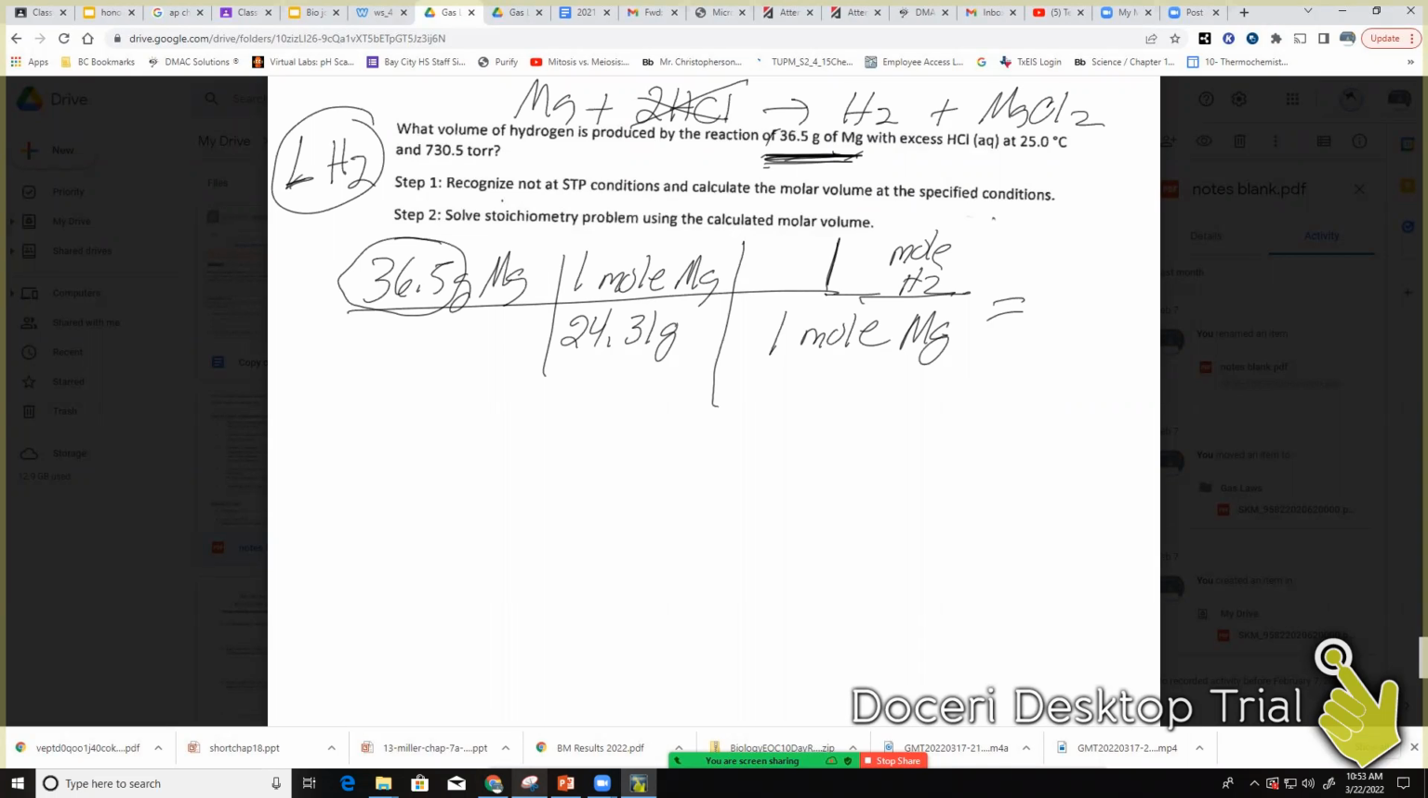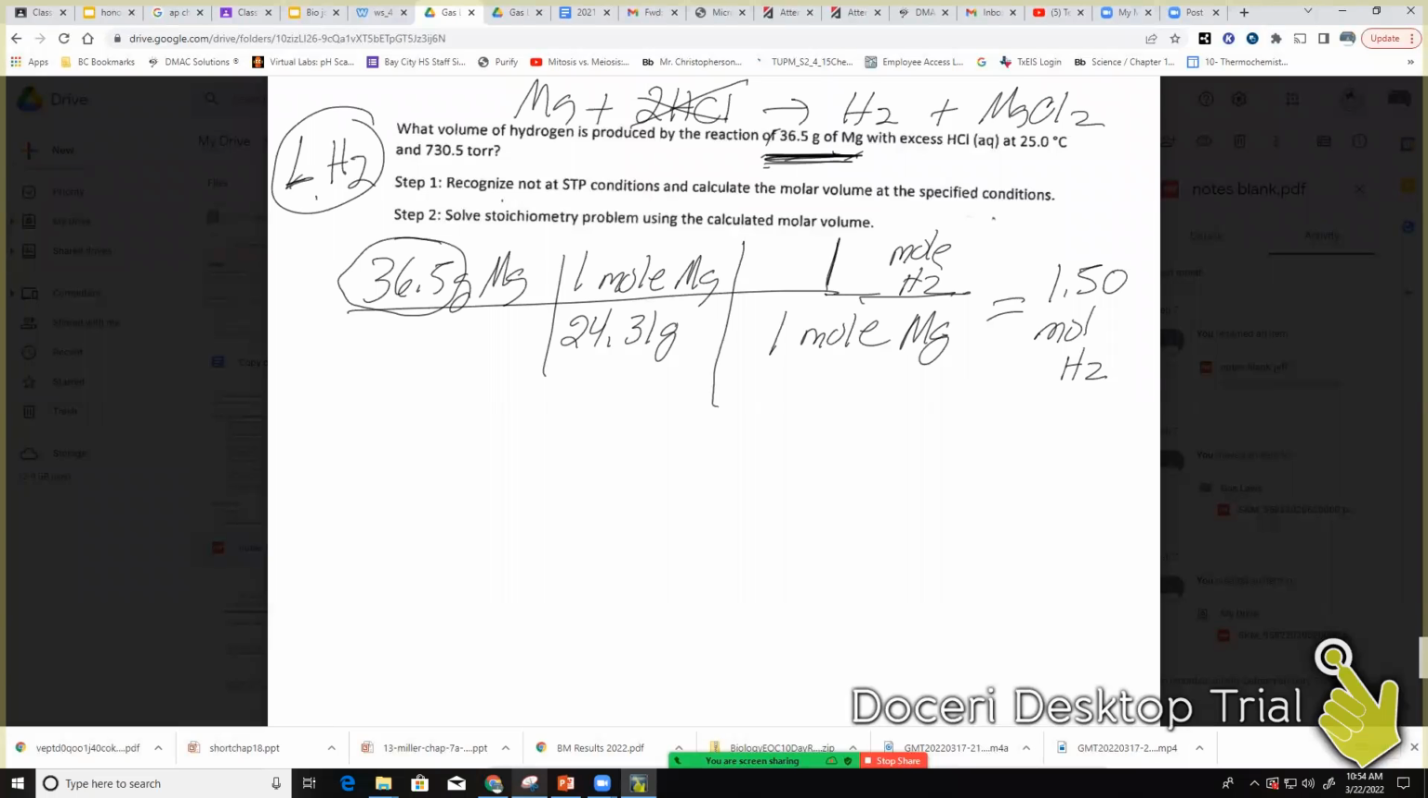All right, so 36.5 divided by 24.31 gives you, what do we get for moles of hydrogen? Perfect, 1.50, and that is moles of hydrogen. But we want liters of hydrogen, so that's now where I can connect it to the ideal gas law.